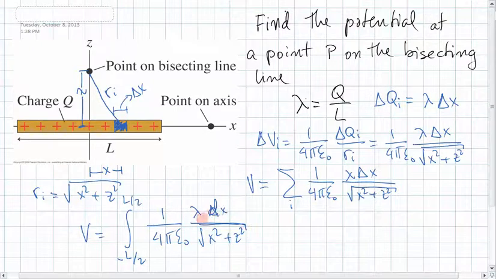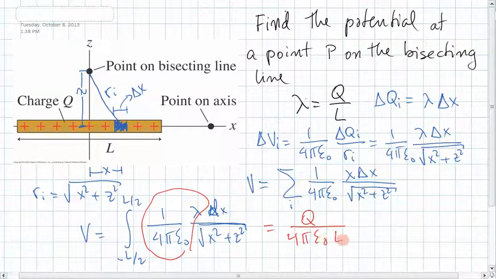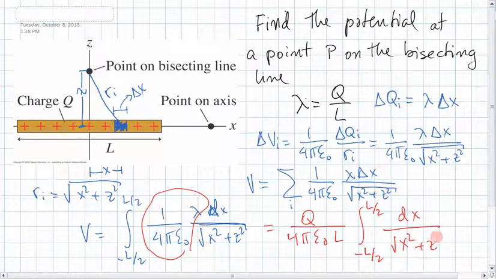Okay, so that is your integral that you have to solve, and all this quantity, all this here, is a constant, so it comes out. So this can be written as lambda, which is Q over L, over 4 pi epsilon naught, and then you're going to have the integral from minus L over 2 to L over 2 of what? Of dx divided by the square root of x squared plus z squared.